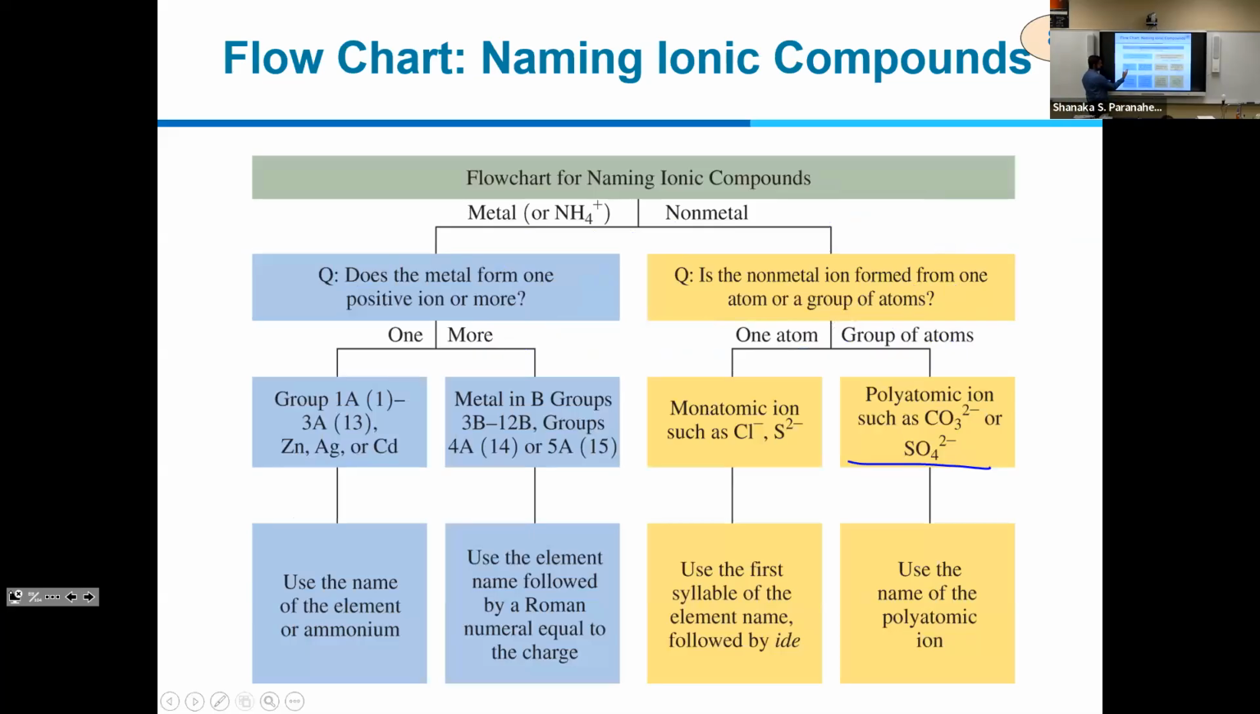So now that metal is not from group 1 to group 3 or silver or cadmium, so now it's in this part of the flow chart. If it belongs to group B or group 4A, 5A metals, so it's a group 4A metal, lead is going to be here. The group 4A metal, then it's a transition metal. So then use the element name followed by Roman numeral equal to the charge.